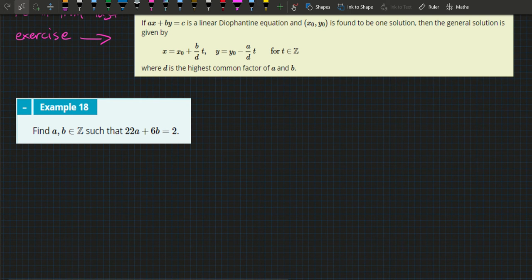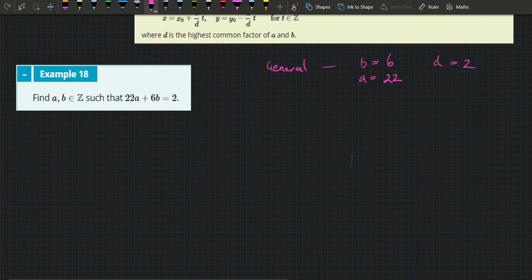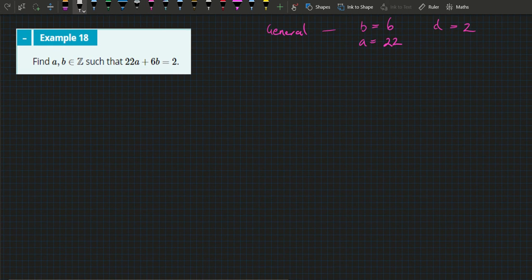So once again, in this case, B, okay, let's write this down. In this case, as far as the general solution is, B will equal 6 and A will equal 22. And also, hopefully you can see that 22 is 11 times 2. So D will equal 2 from that. But anyhow, let's just use the algebra they got here, okay? Otherwise, I don't know how confused we're going to get.